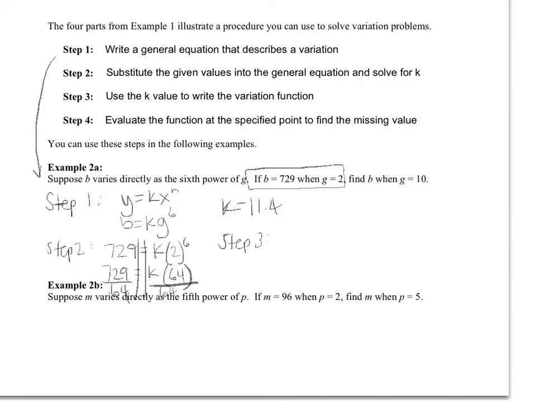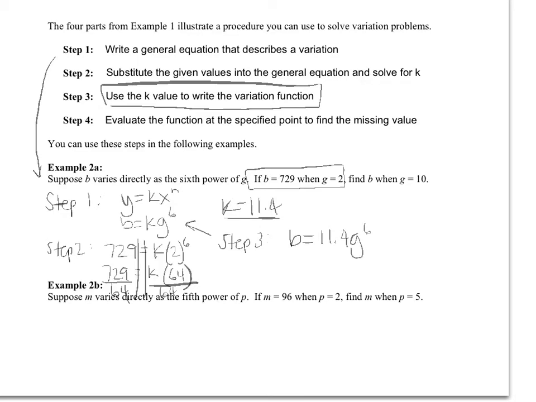Okay, step 3. Use the k value to write the variation function. Now we have our k value. Let's use it to write the variation function, and we're just going to put it back into the function we wrote already in step 1. So b equals, we know what k is, 11.4 g to the 6th. It's just that same function from step 1. We just plugged in 11.4 for k.